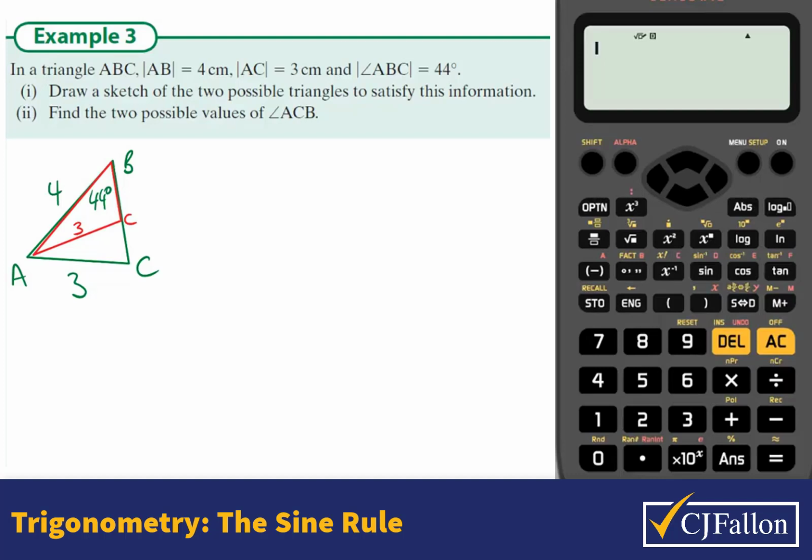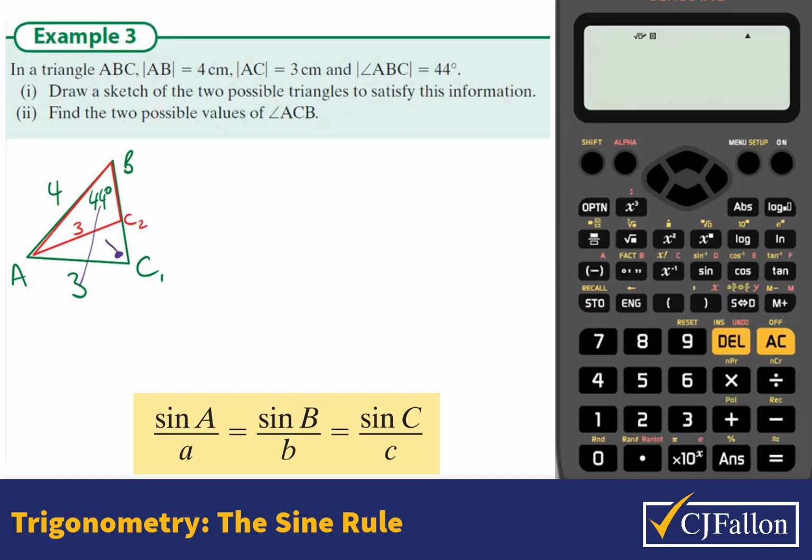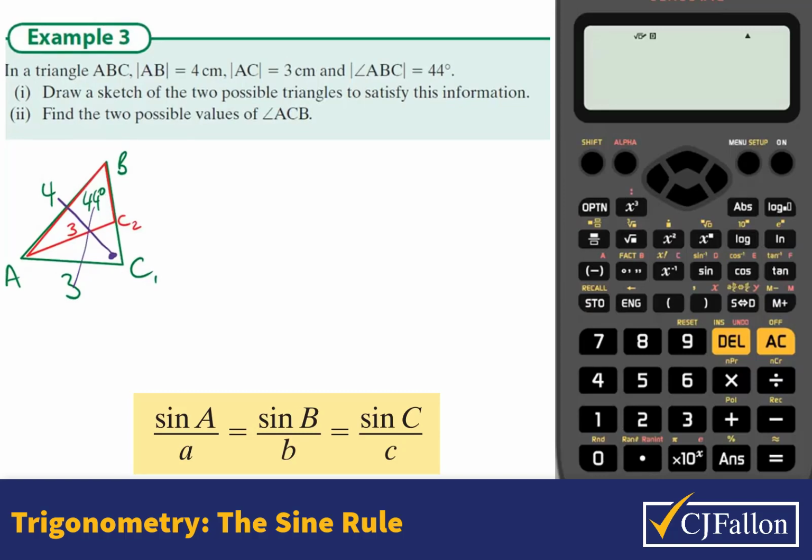In the second part of the question, we're asked to find the two possible values for the angle at C. So we're going to use the sine rule to do this. We will see in the sine rule that we're interested in angles and sides that are across or opposite from each other. So we notice that C1 is across from 4 and the angle at B is across from the side of 3. So these are linked up in the following way, like that. We're going to use the version of the sine rule that has the angle part on top. So I'm going to write that sine C over the side across from it, 4, is equal to sine of 44 divided by the side opposite, 3.